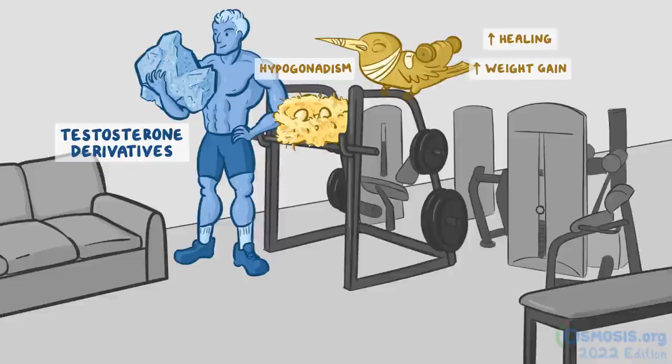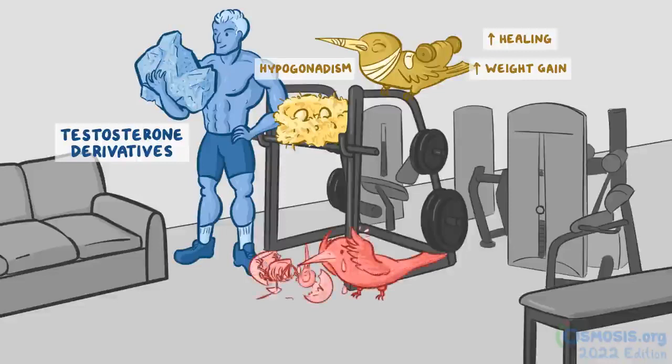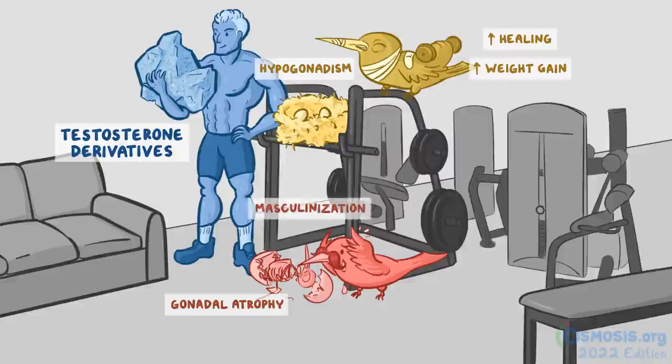For side effects, let's look to the mother hummingbird. She's crying over some eggs that fell from the nest. The shattered egg represents gonadal atrophy, and one of the eggs has a tiny bird skeleton inside to help you remember the premature closure of epiphyseal plates in the bones. The mother bird herself has a very manly mustache to help you remember these drugs cause masculinization in females.